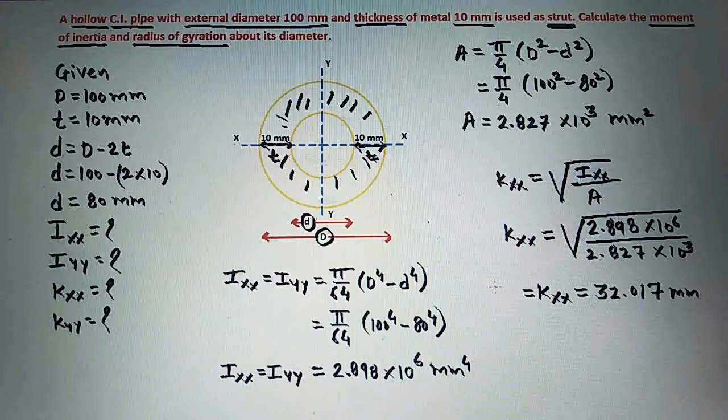And this radius of gyration along y-axis will be the same. Why? Because the value of area and the value of moment of inertia along y-axis is the same. Because of that, kxx is equal to kyy. So these are the answers of moment of inertia and radius of gyration about the diameter of this hollow cast iron pipe. So this is the solution of this problem.